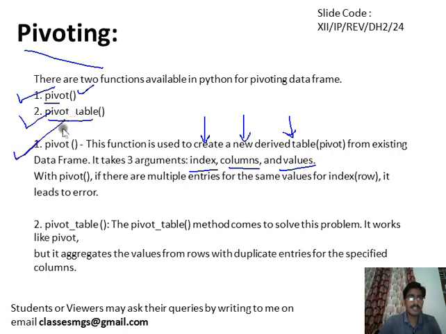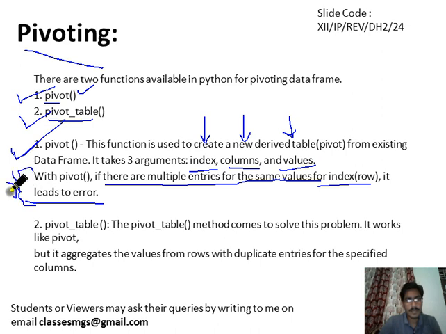But what is the limitation of the pivot method? The limitation is that if there are duplicate or multiple entries for the same index or row value, then it will lead to an error. So this is the problem with the pivot method.